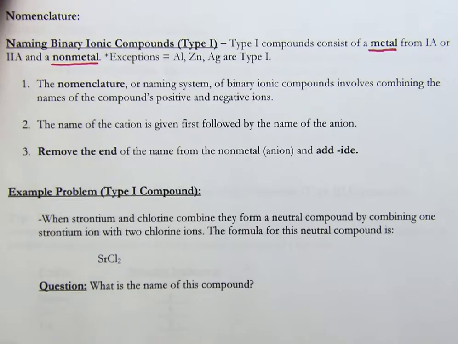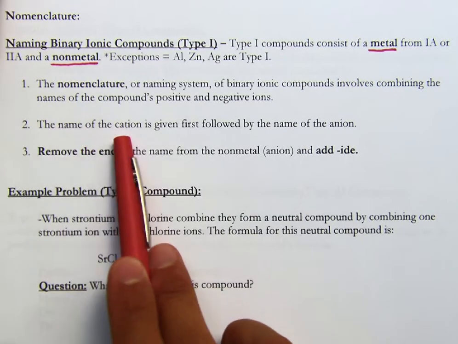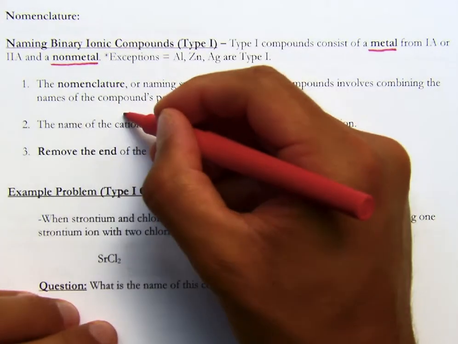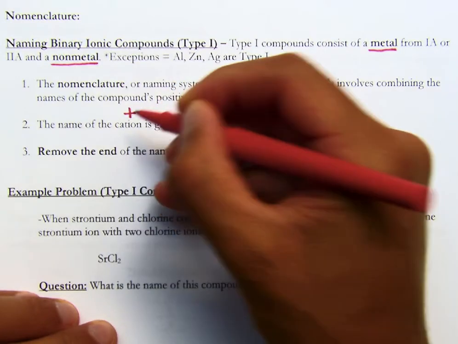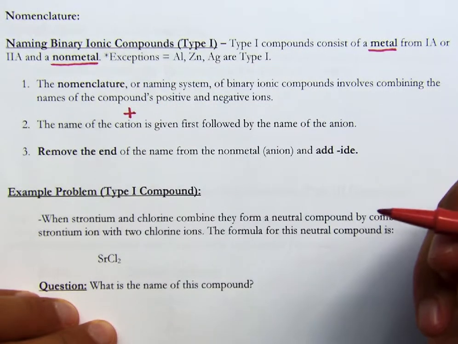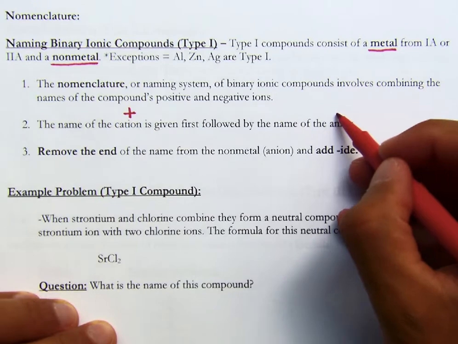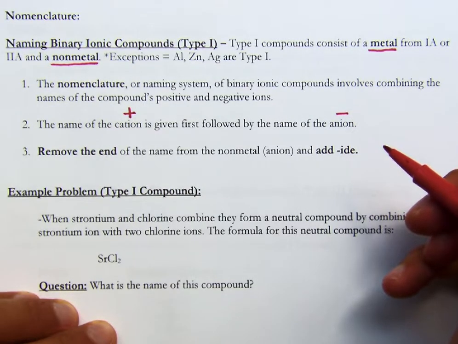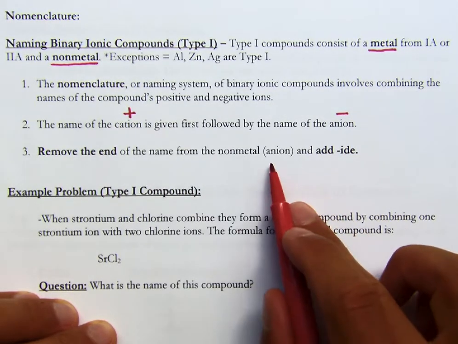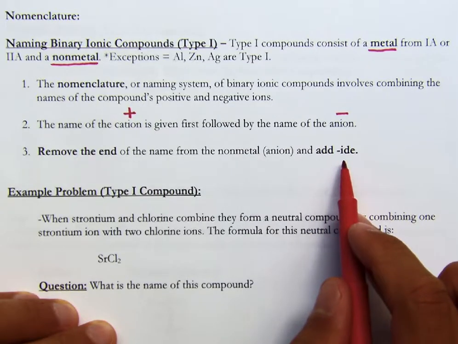And then it's combining with a nonmetal. And naming them is very easy. All you have to do is name the cation. The cation is the positively charged ion, which is the metal. And then the anion is the negatively charged ion, which is the nonmetal. And you change the ending of the nonmetal to "ide."